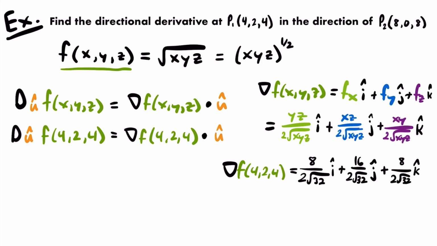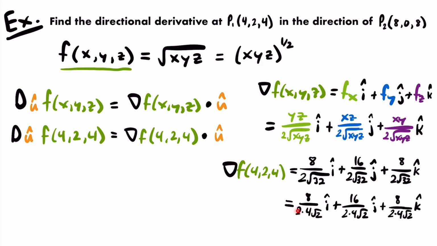All right, and then in each case, 8, 16, and 8 can all be divided by 2. And the square root of 32 can be simplified because it has a factor that is a perfect square. You could rewrite the square root of 32 as the square root of 16 times 2, and the square root of 16 is 4. So this would be equal to 4 square roots of 2. And so here's what you'll get. This is equal to 8 divided by 2 times 4 square roots of 2 times i, plus 16 divided by 2 times 4 square roots of 2 times j, plus 8 divided by 2 times 4 square roots of 2 times k.